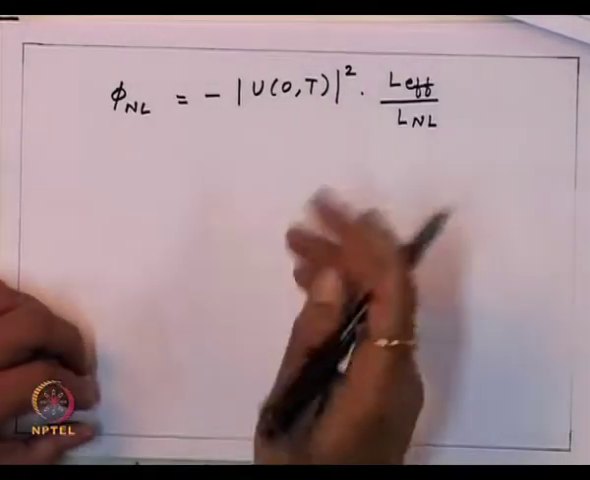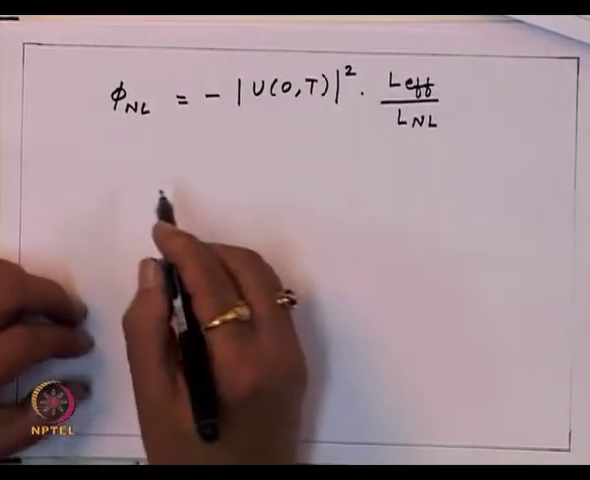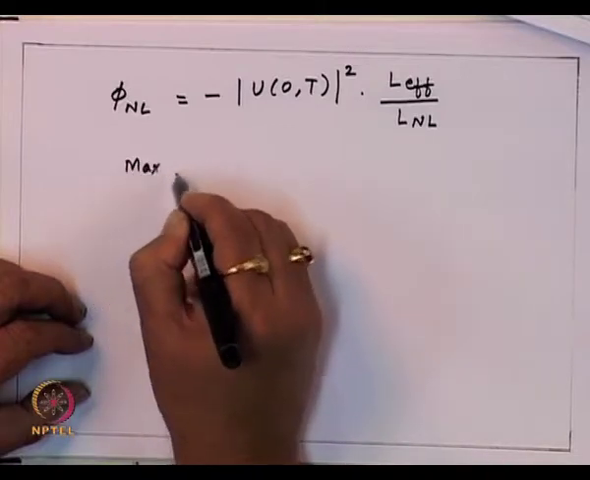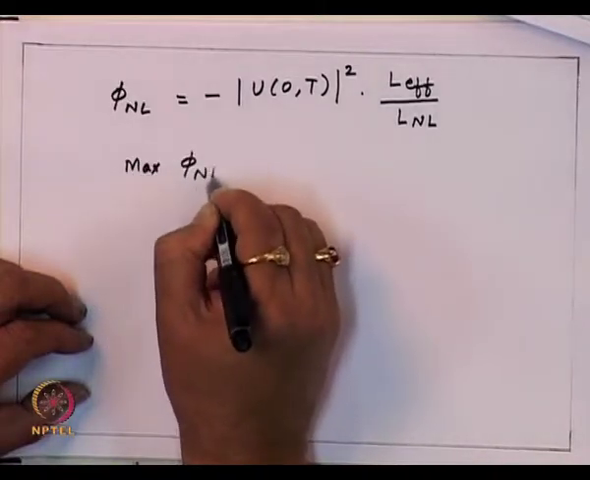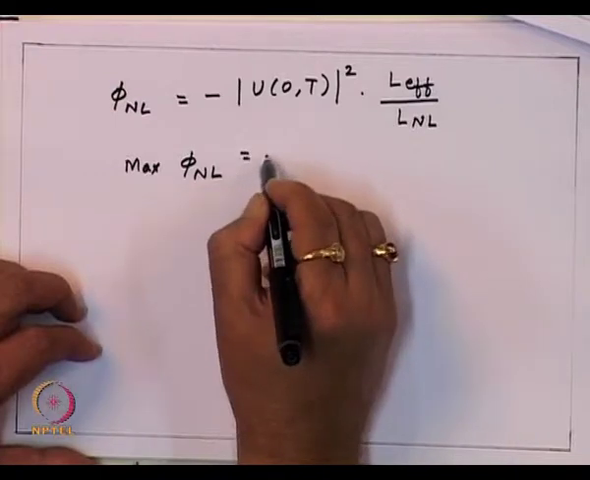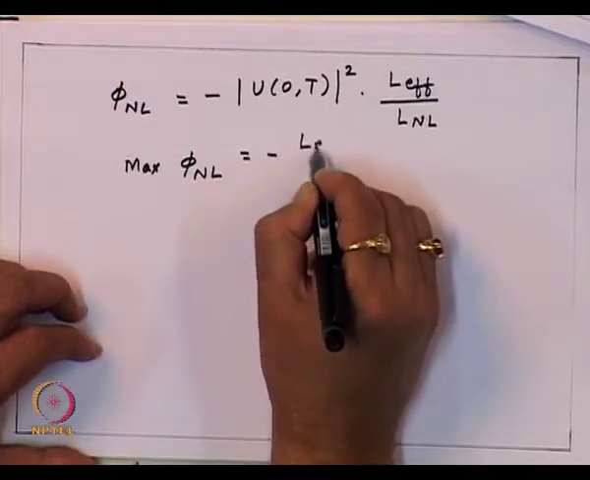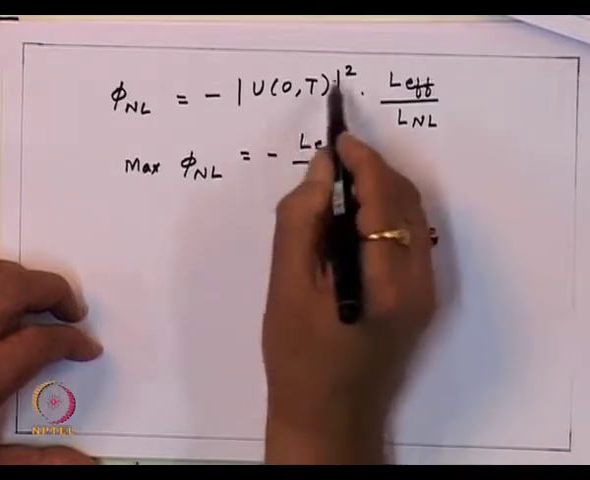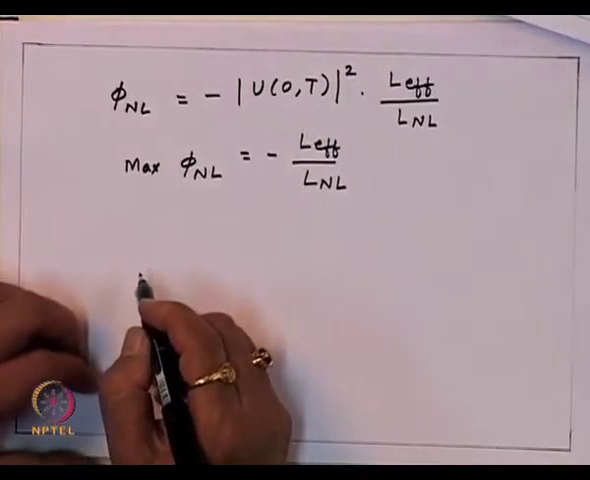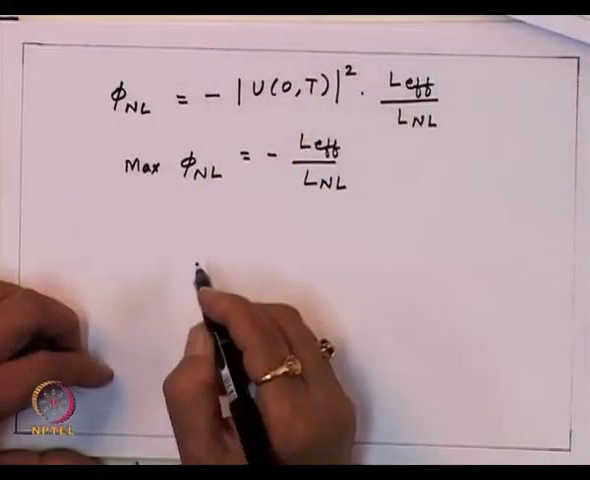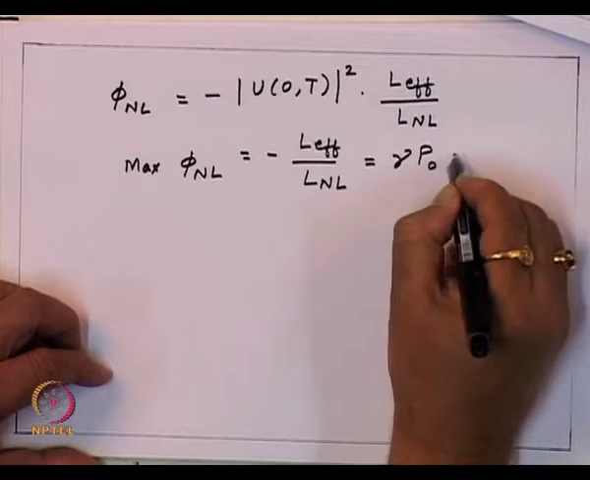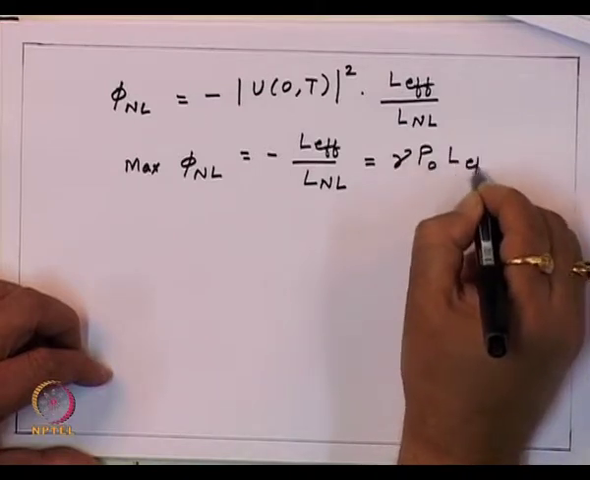So, one can calculate the maximum value of the phase change you would see. The maximum value of phi NL, which you will see on the fiber, will be equal to minus L effective divided by L NL, because the maximum value of this quantity is 1. We are considering the normalized pulse. So, that is equal to gamma P naught L effective.